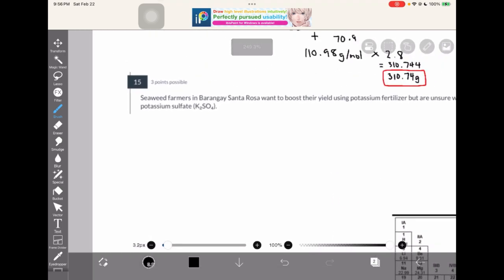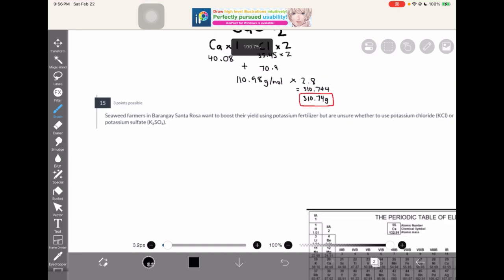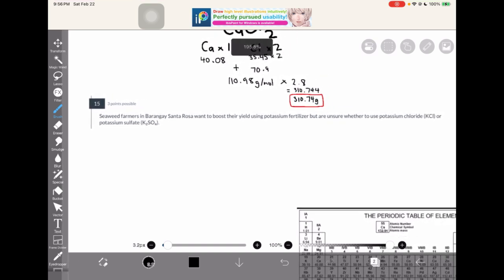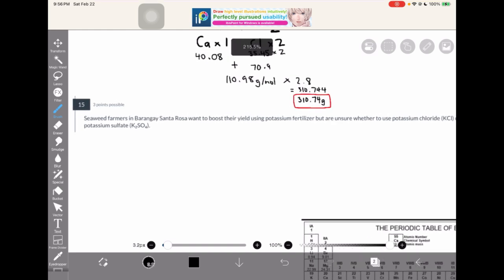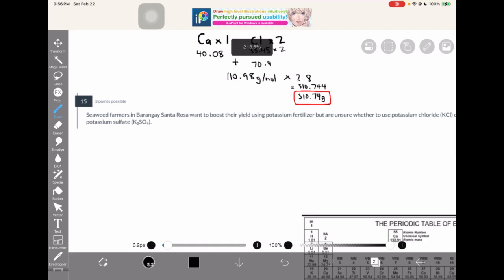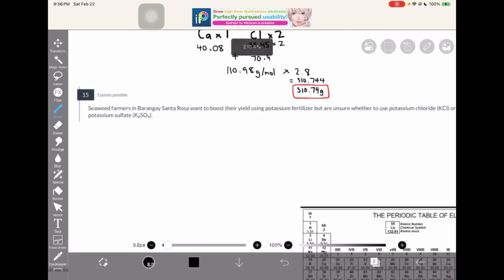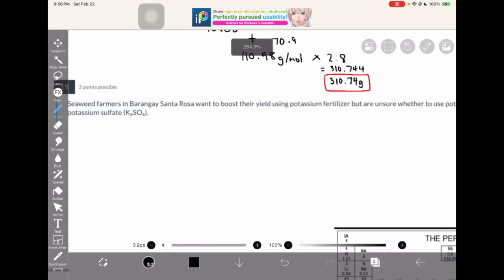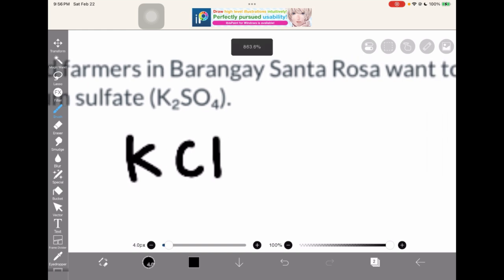So, seaweed farmers in Barangay Santa Rosa want to boost their yield using potassium fertilizer, but are unsure whether to use potassium chloride, KCl, or potassium sulfate, K2SO4. So, we need to find the one that has a higher percentage of potassium, which is K. So how do we do that? Let's consider both of our options here.